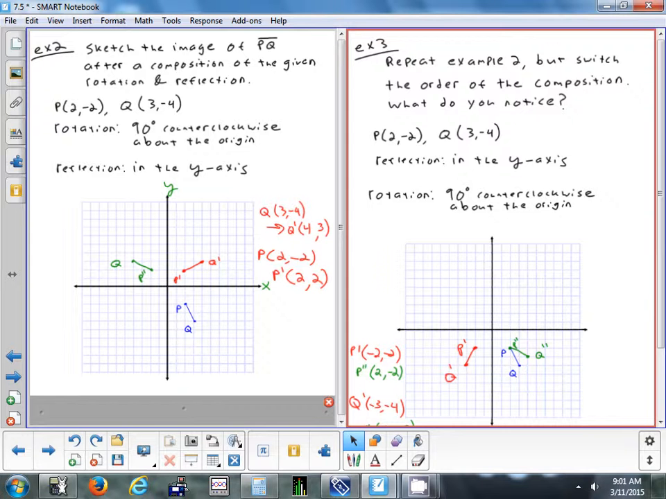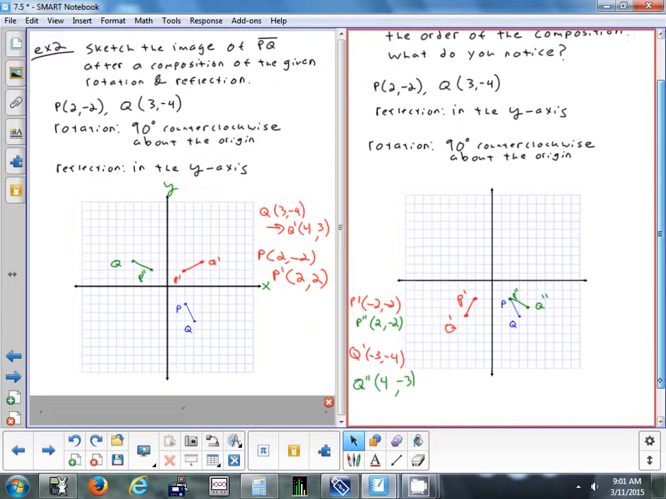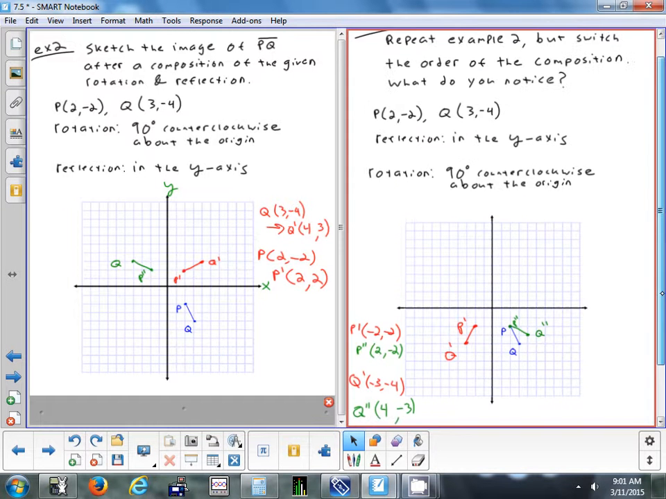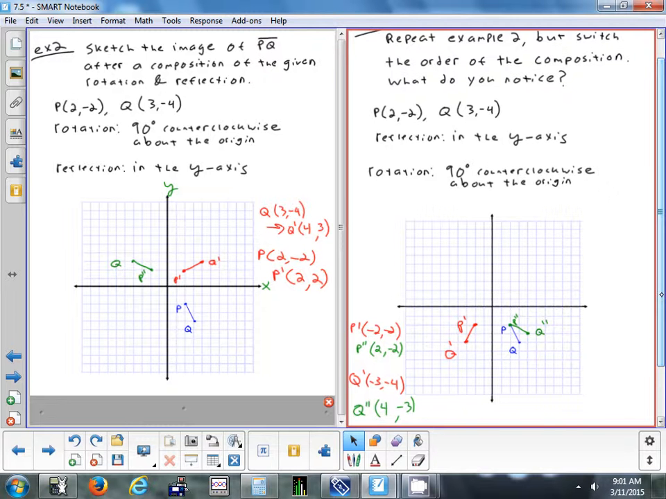So what do you notice when we change the order? Did we get the same answer? Nope. Okay, so the order that you do it in makes a difference. Okay, that's what I was just showing them. Okay, so what do you notice? We could write down different answer.